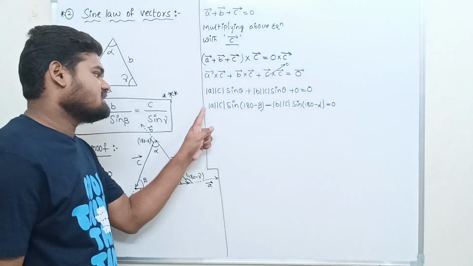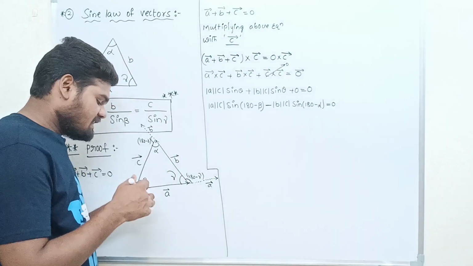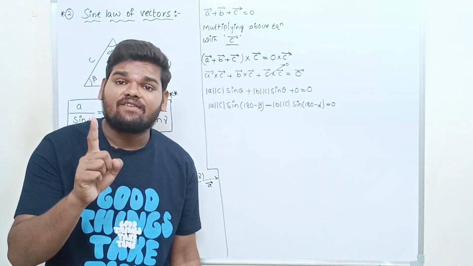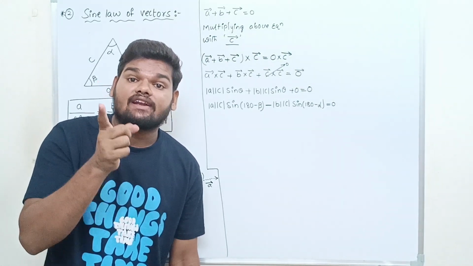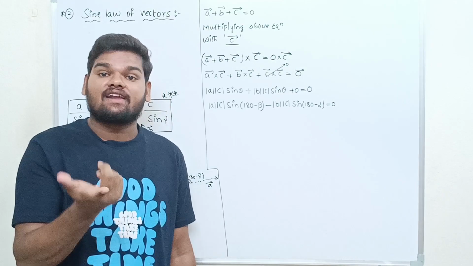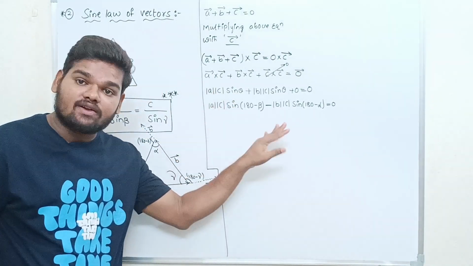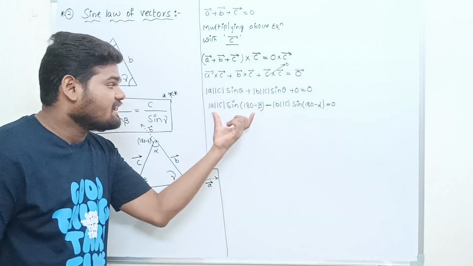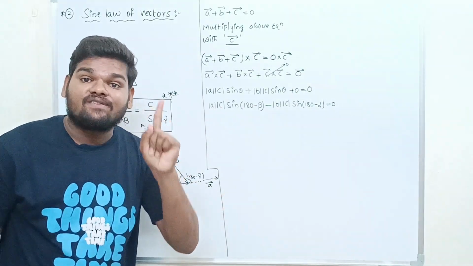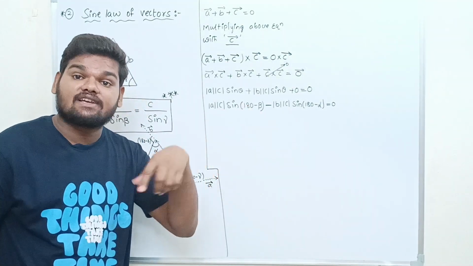Sir, why are you taking plus here? Why are you taking minus here? Have a look. In a previous lecture, I told you that whenever you are dealing with vectors, the meaning of a vector is a physical quantity having both magnitude as well as direction. So this physical quantity has a magnitude, a constant value b and c into sine of 180 minus theta, and we have to check its direction.